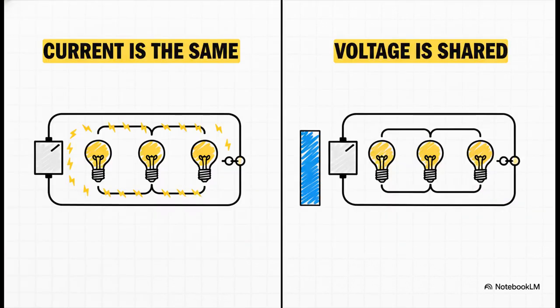Now this is where it gets really interesting. There are basically two golden rules for a series circuit. First, the current, that's the flow of electricity, is exactly the same at every single point in the line. But second, the voltage, which is kind of like the electrical pressure, it gets divided up. Each and every light bulb takes its own little slice of the total voltage. Just tuck that fact away because it's going to be super important in a minute.